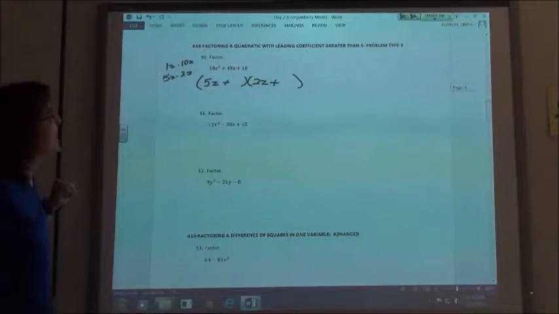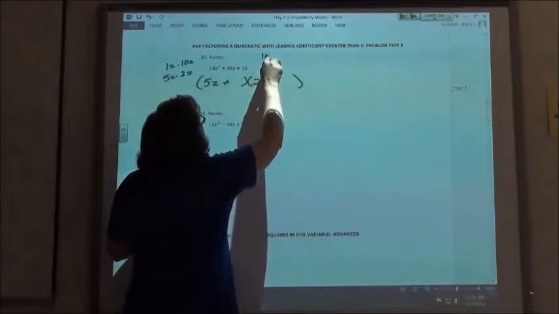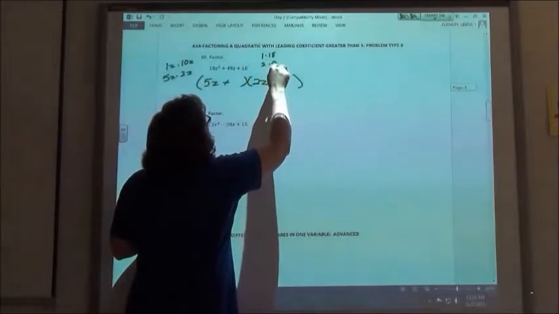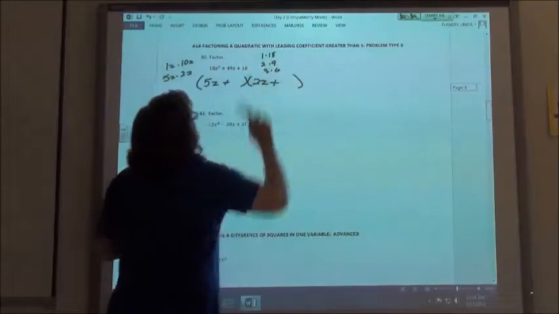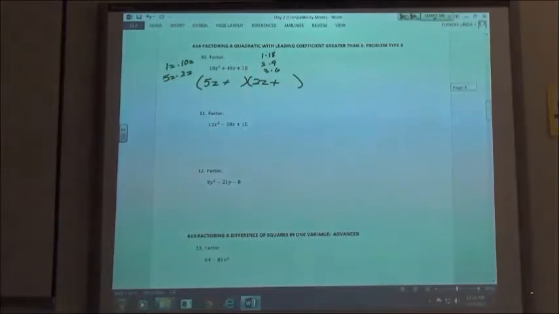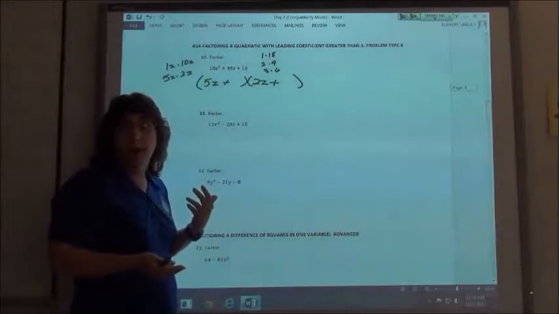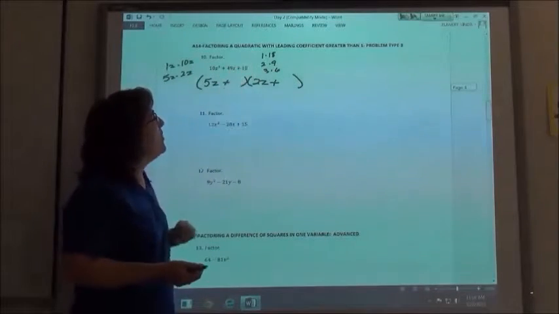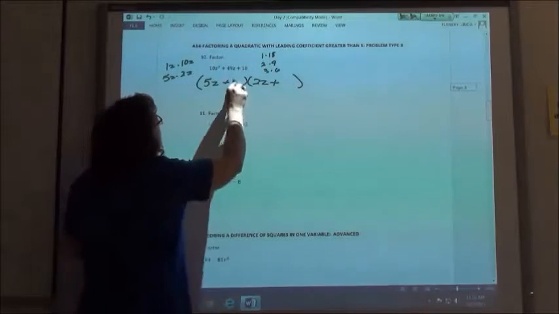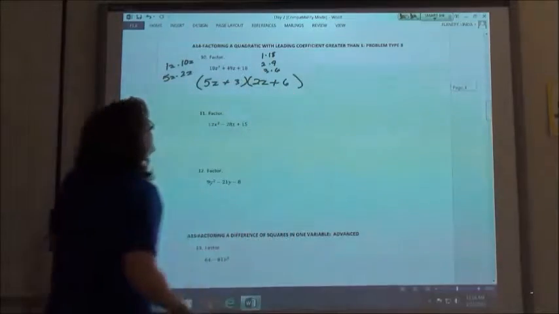Then I factor my n number. 18, 1 and 18, 2 and 9, 3 and 6. Those are all the factors of 18. I have to find the pair that when I do the outside product plus the inside product, it adds up to the 49 in the middle. Again, I really don't know which way to go. I'm just going to start from the bottom and work my way up. So I'm going to put the 3 and the 6 in and test it out.